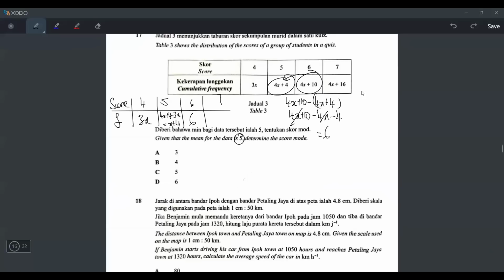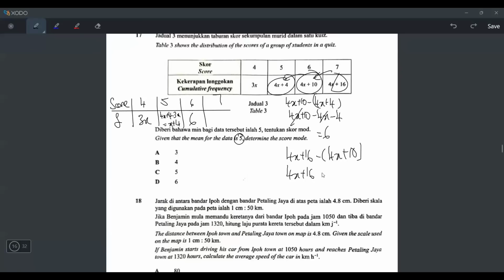This is 6. And now for my last one, the frequency will be 4x plus 16 minus 4x plus 10. Why do I have to minus? Because this is the cumulative. Cumulative is like frequency that has been added up. So I have to subtract back to get back the frequency.